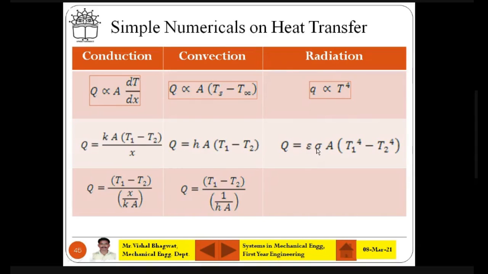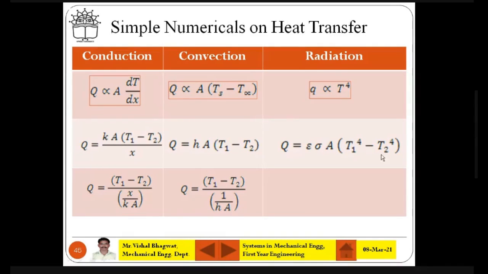Then the constant of proportionality here is sigma. Sigma is the Stefan-Boltzmann constant. Then you have A, the area, and then the temperature difference between two bodies. Of course, T2 is your black body and T1 is your gray body or any body. For a black body, you will not take any temperature there, so you will not take T2 if it is compared with the black body.